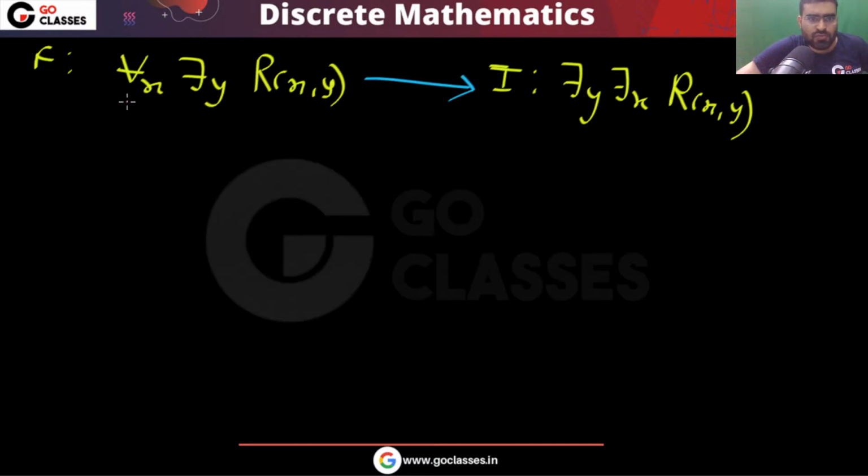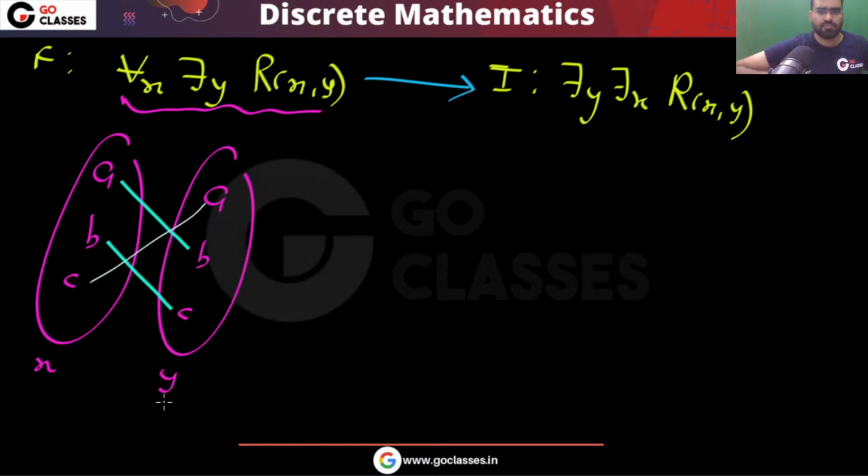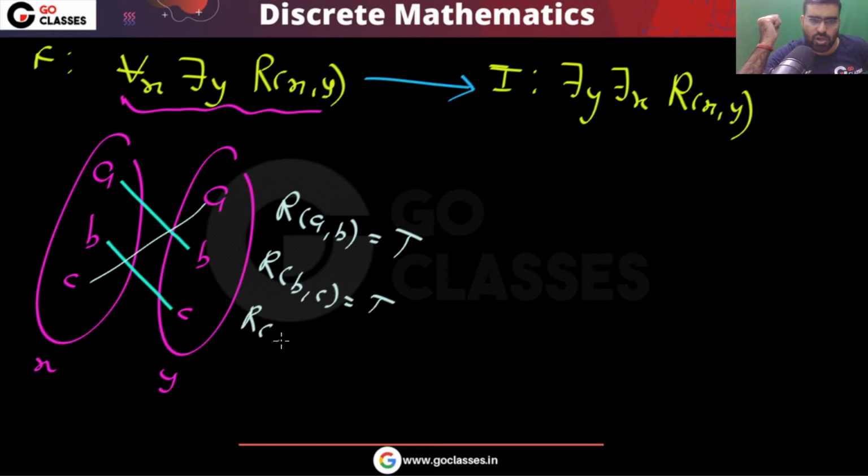So first of all, you can notice what this means. This means that for everyone, let me assume A, B, C, for everyone there is someone. Now you can notice, for everyone there is someone means: for A there is B, for B there is C, and for C there is A. So all of them are true. Now you tell me, can you make it false?